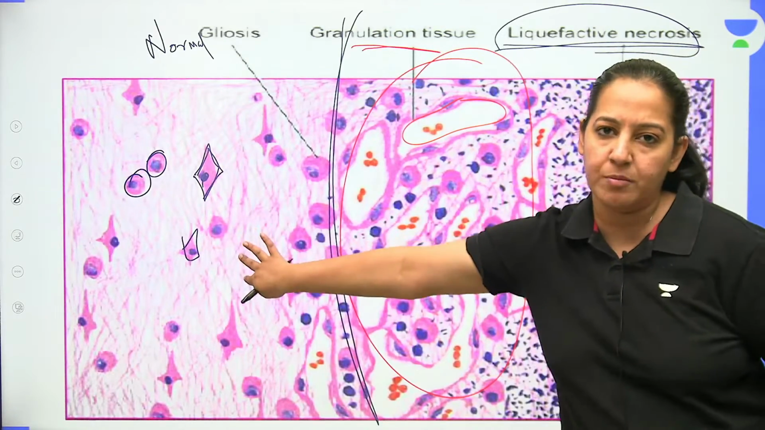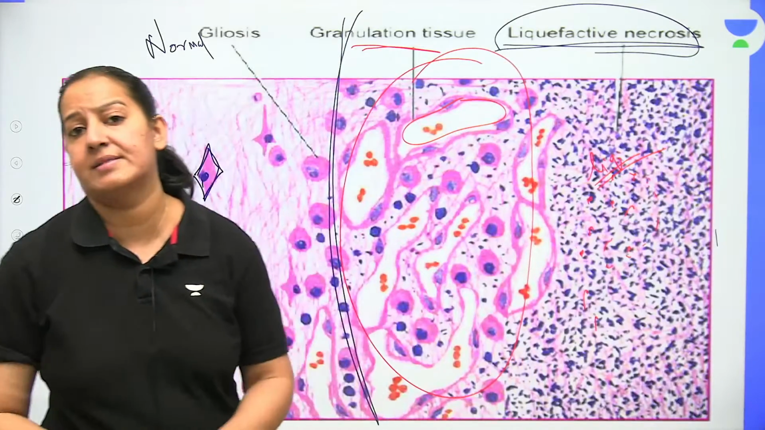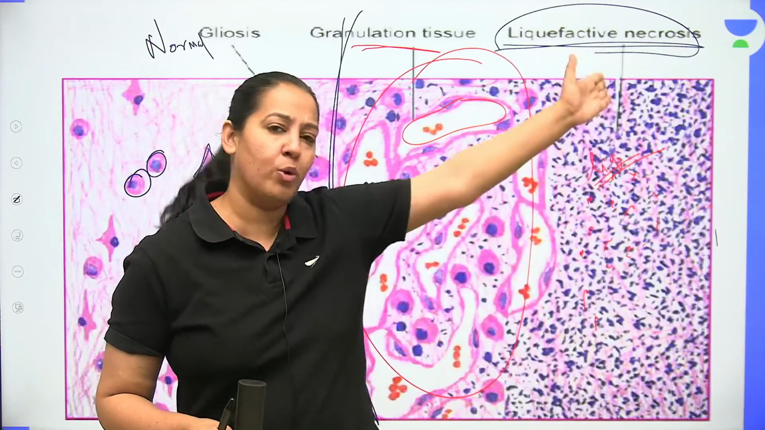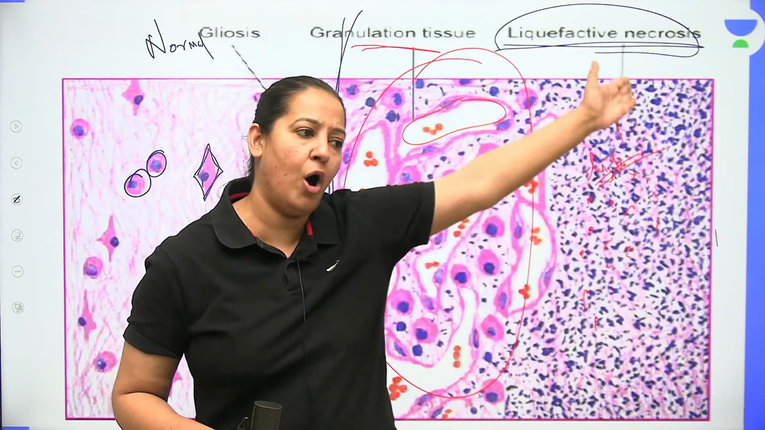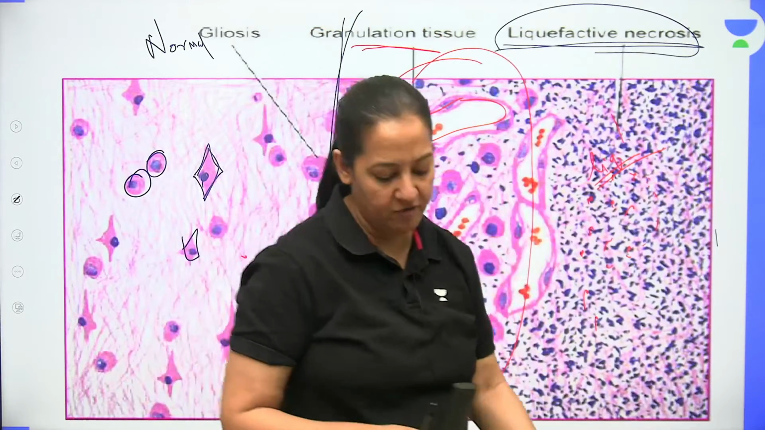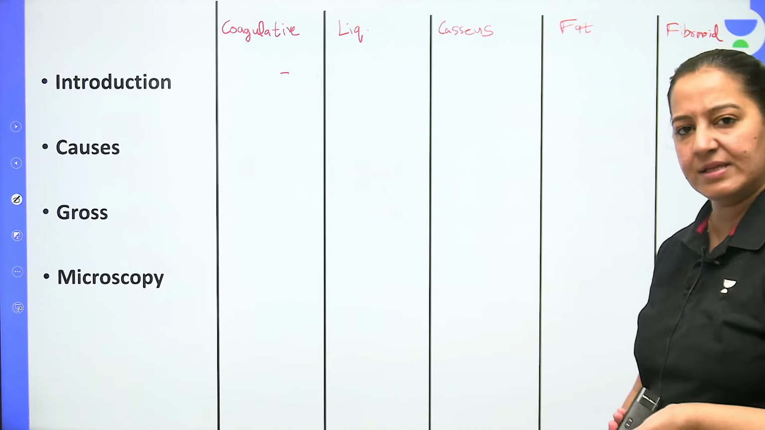So on one side, normal brain in which all three findings are there: architecture, cytoplasm and nucleus. On the other side, see the liquefied debris; you appreciate only dots. And at the junction, appreciate the granulation tissue. Give me a thumbs up. That is liquefactive necrosis. Will you be able to draw these findings in your exam?